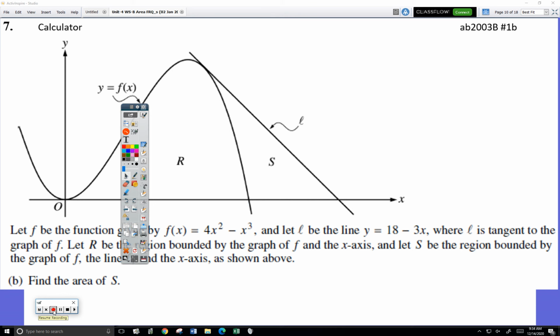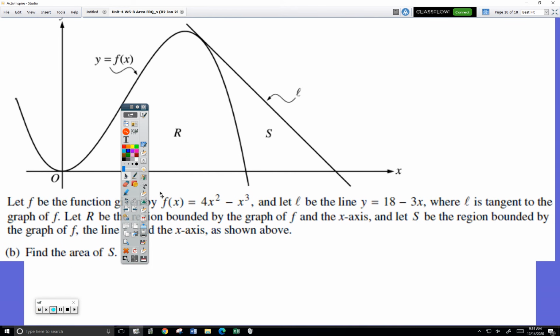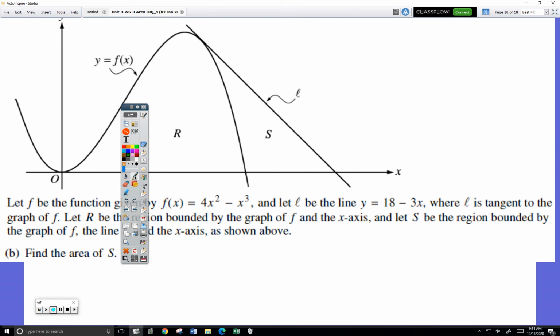Okay, so key things to remember. They gave f of x already, so that means you don't have to write anywhere on the paper f of x equals, because they have already done that. So right here, you don't have to rewrite that.